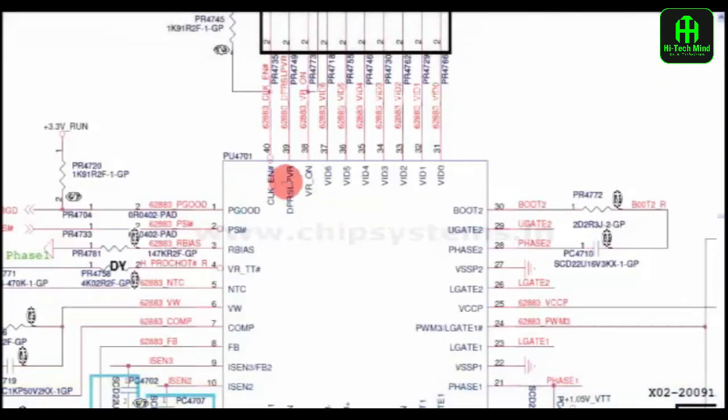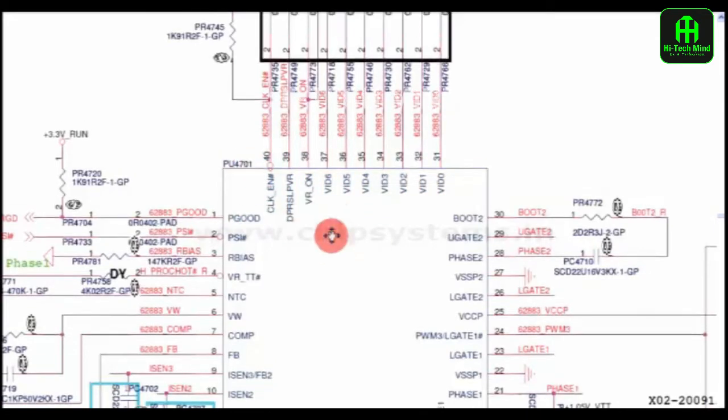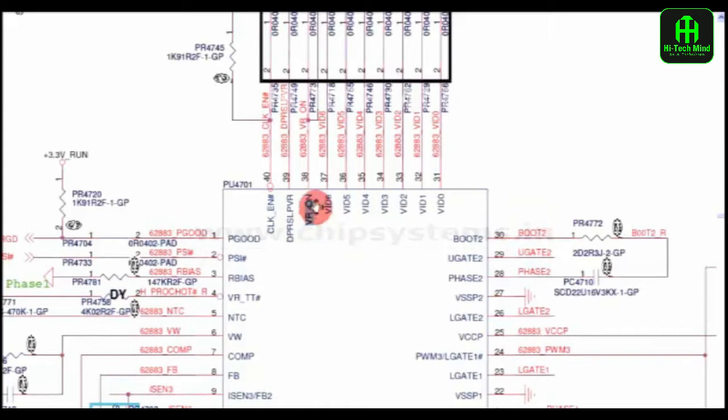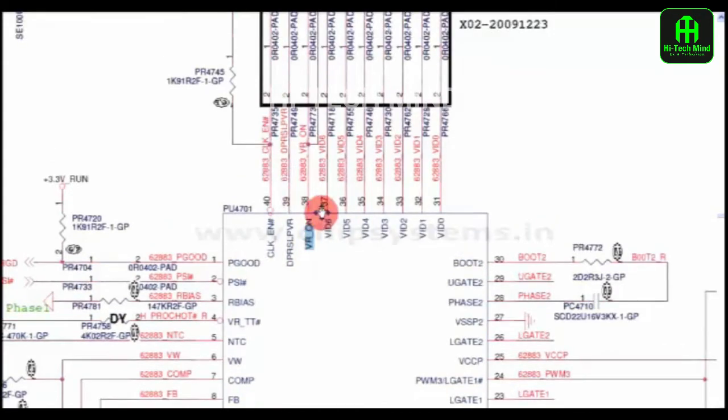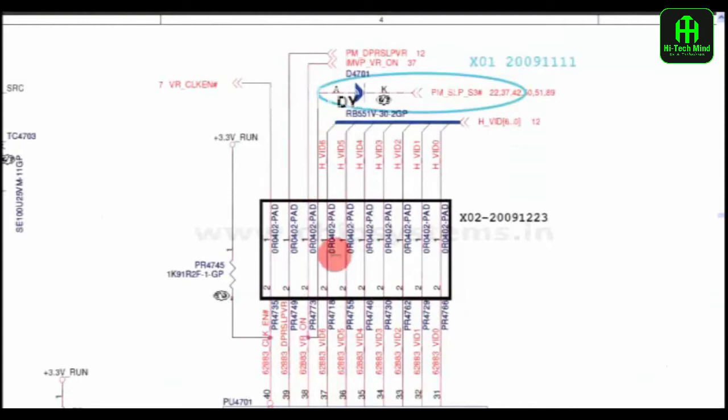Next, I will explain the other pins of the CPU core power regulator IC PU4701. This is VR_ON, the voltage regulator on signal. This signal comes from page number 37, which is the Super IO chip. The VR_ON voltage regulator on signal comes from the Super IO chip at page number 37.